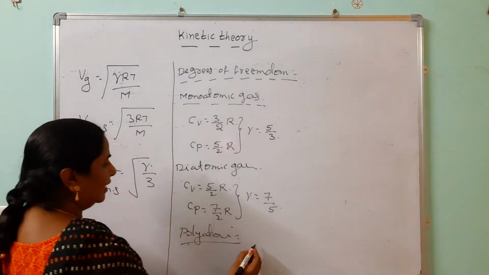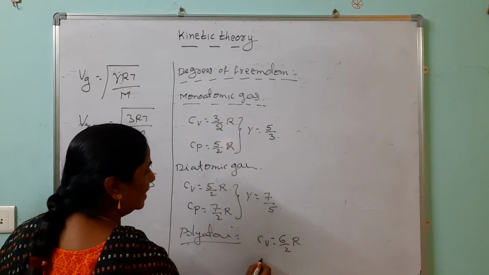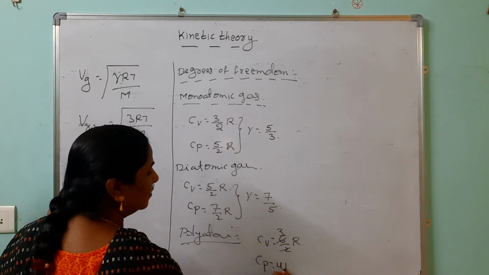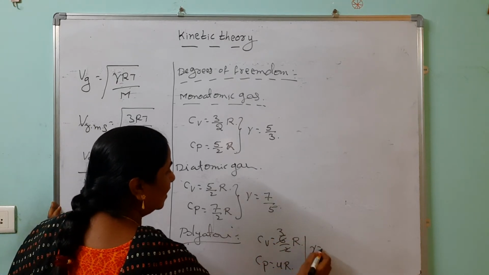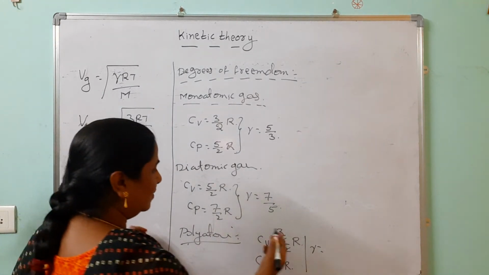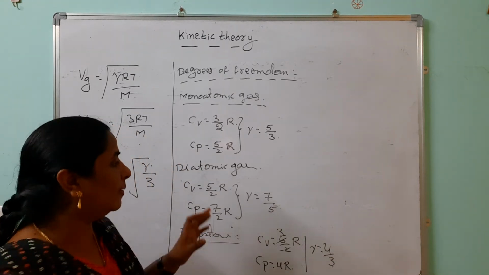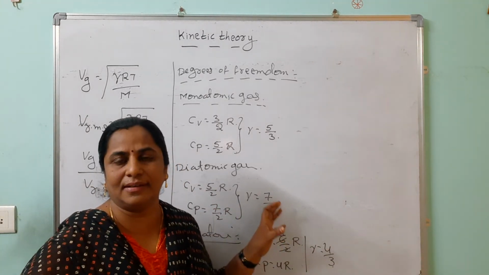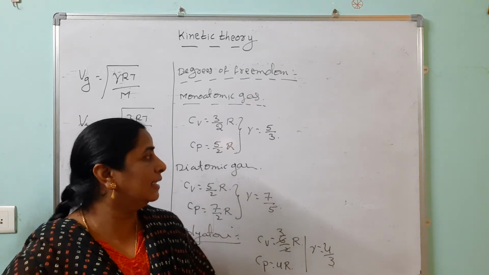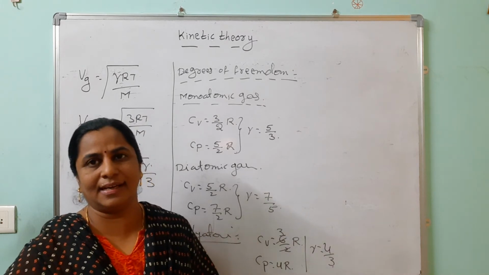For polyatomic gas, taking the degrees of freedom, Cv equals 6 by 2 R, which is 3R, then Cp equals 4R, and here gamma equals 4 by 3, for molecules like H2O and CO2. These are the degrees of freedom. You must remember Cv and Cp in the case of monoatomic gas, diatomic gas and so on, not only for this chapter, it is also useful for thermodynamics.